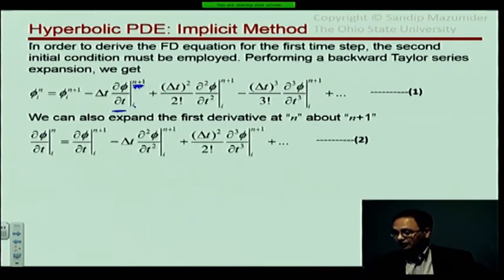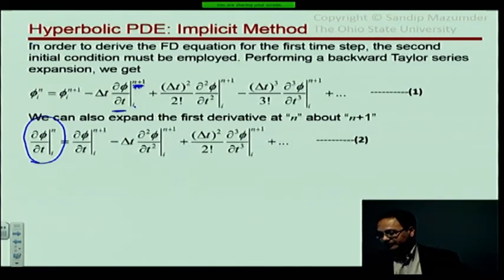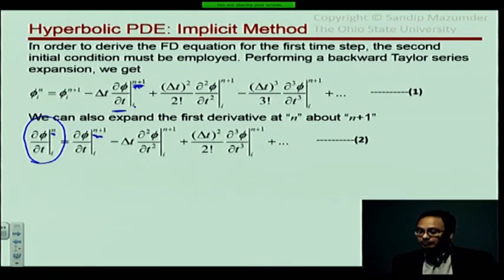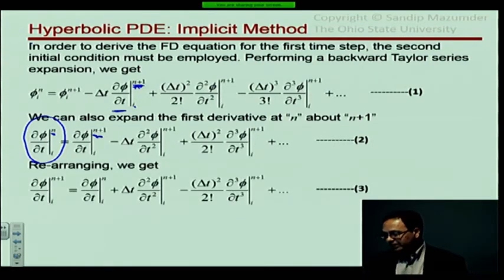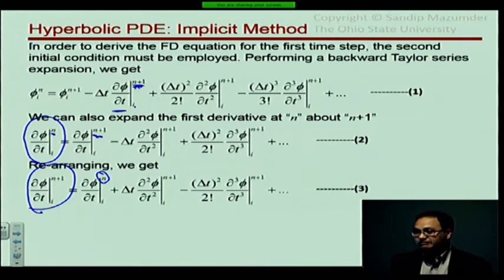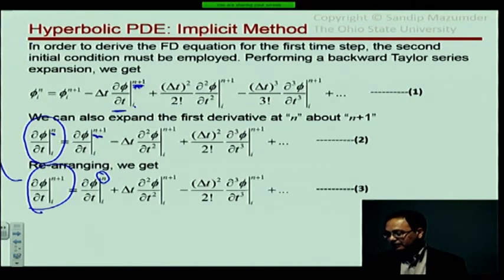So how do we get rid of the problem? We do a Taylor series expansion of the first derivative at n about n plus 1. So this is again like a backward Taylor series expansion in time. We take that, rearrange it, and express this term in terms of d phi dt at n. And now we plug that in here.